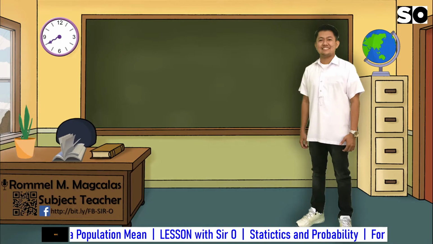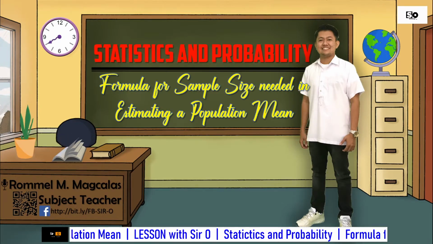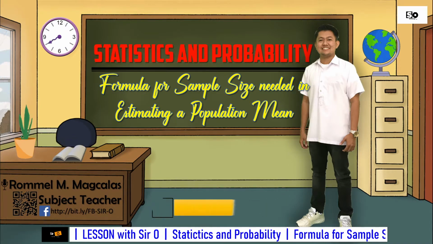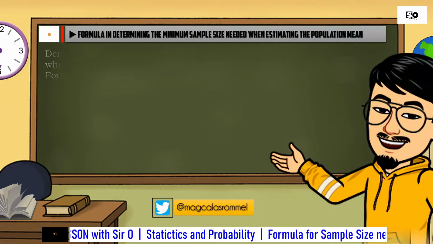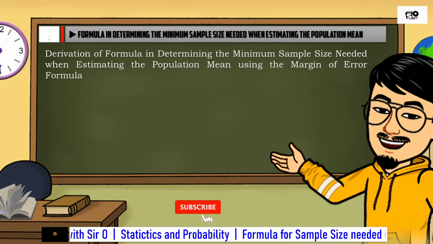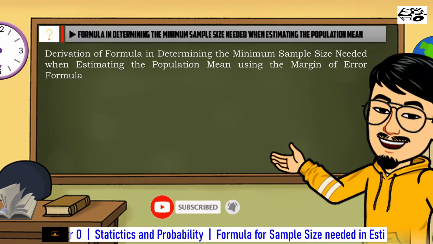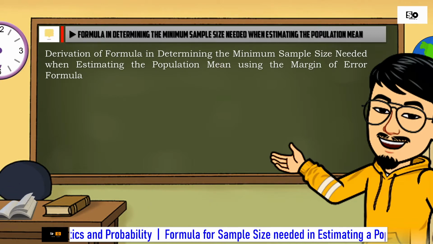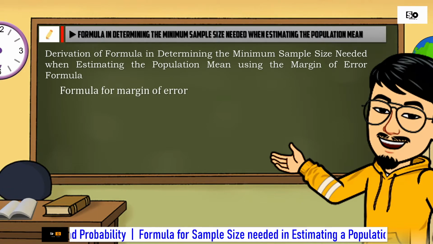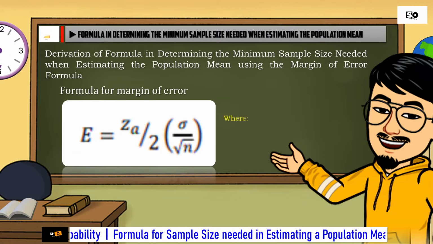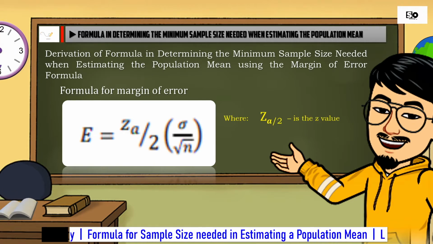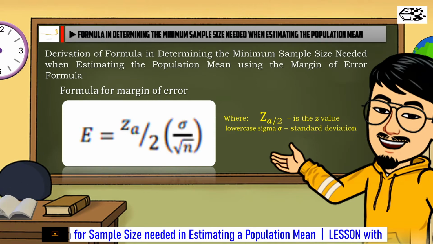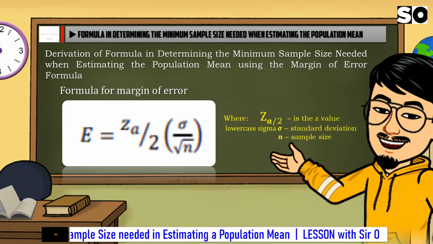For today's video lesson in statistics and probability, it is all about the formula for sample size needed in estimating a population mean. Derivation of the formula in determining the minimum sample size needed when estimating the population mean using the margin of error formula. This is the margin of error formula, where z sub alpha over 2 is the z value, the lowercase sigma is the standard deviation, and the small n is the sample size.